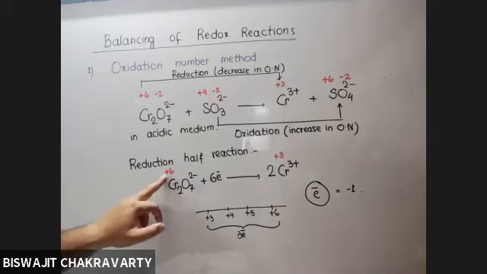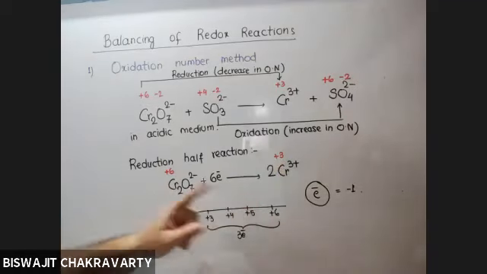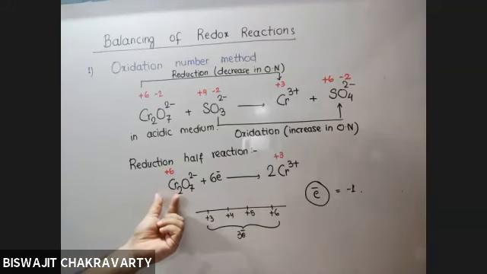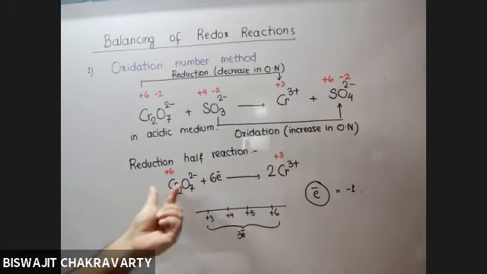Simple thing, +6 is changing to +3. So there is a change of 3 electrons, but the change is for one atom of chromium, one ion of chromium. But how many atoms or ions of chromium are there? 2 atoms, na? So if 3 electrons change for one, 6 electrons change for two. Yes, sir. So that is the first step. We have balanced the charges on the basis of change in oxidation number.